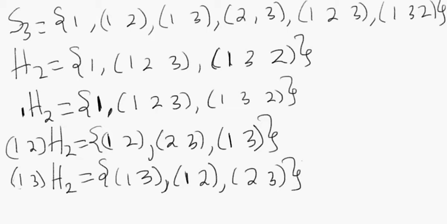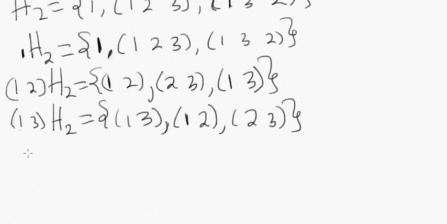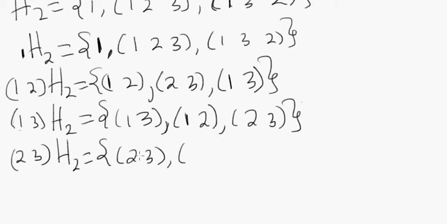Okay. Well, what about (2 3) multiplied by H2? (2 3) H2 is just going to give us (2 3). And then (2 3) multiplied by (1 2 3) would just give us, well, 1. 1 goes to 2, 2 goes to 3. Okay. 3 goes to 1, and 1 just stays there. So we have this. (2 3) times (1 3 2) is just going to give us what? Well, sure. 1. 1 goes to 3. 3 goes to 2. 2 goes to 3. And 3 goes to 2.